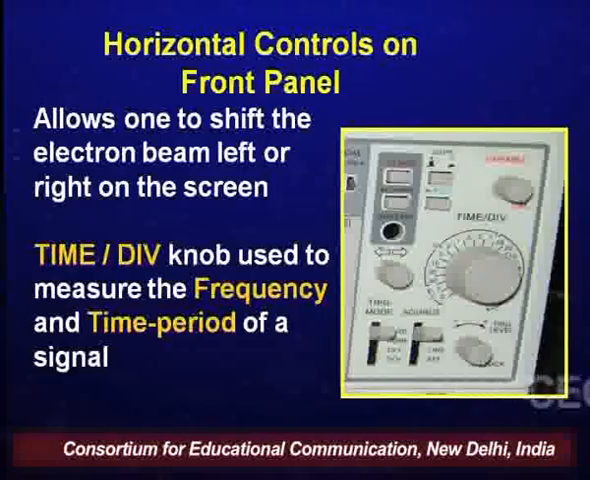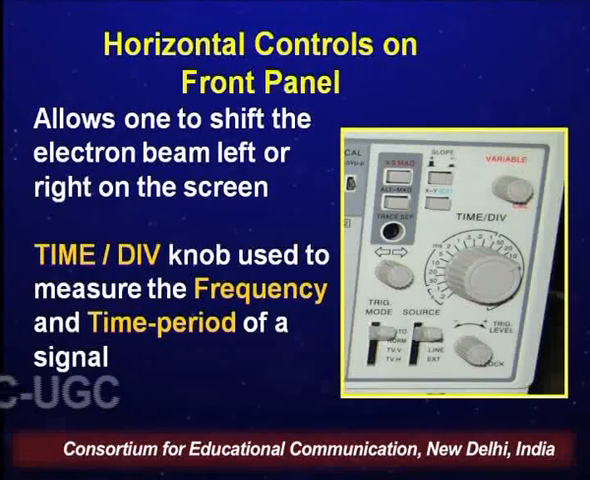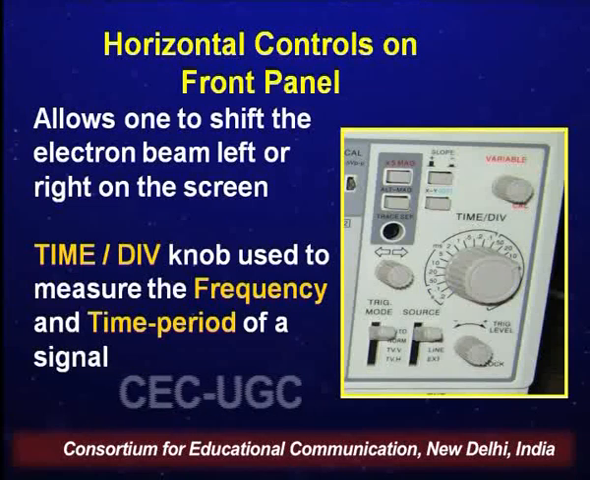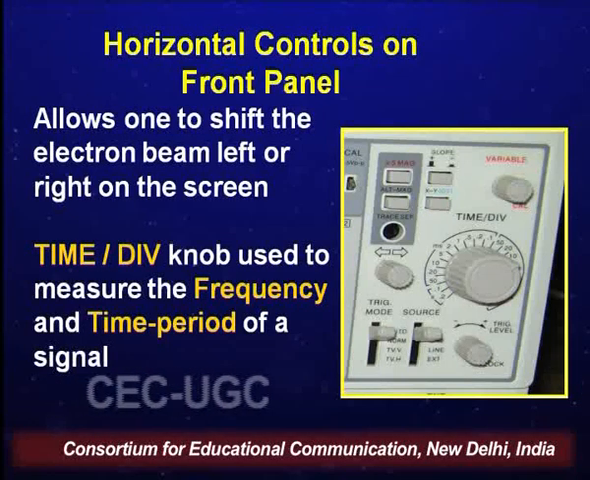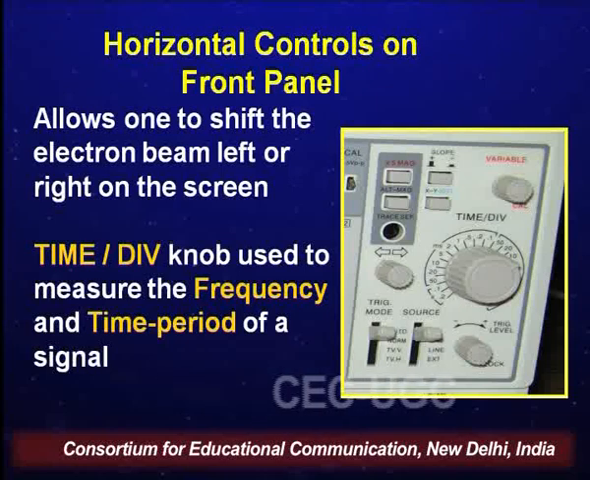Okay. So with this we finish the general controls under the front panel controls of the CRO. Now we move to horizontal controls. The horizontal controls on the front panel include a facility for us to shift the electron beam to the left or right of the screen. The times per division knob is used to measure the frequency and time period of a signal. We all know that frequency is the reciprocal of the time period. So we measure the time period and take its reciprocal to find the frequency.